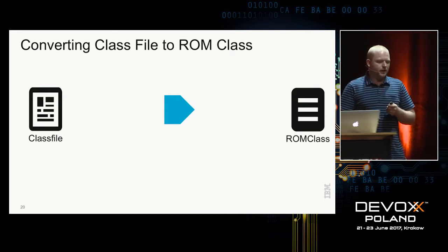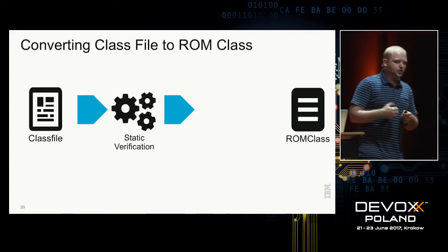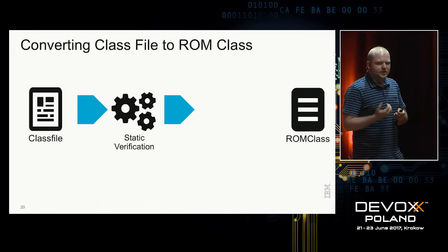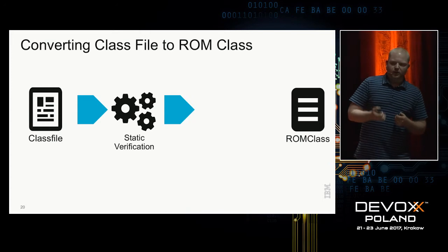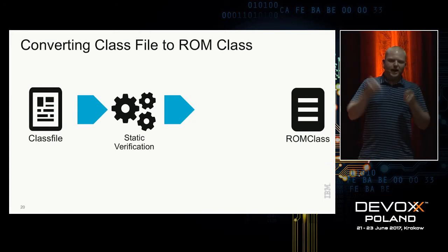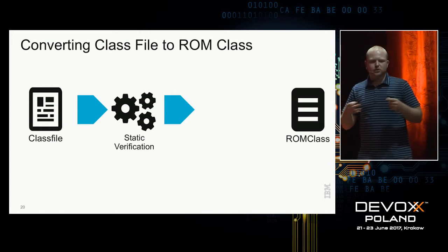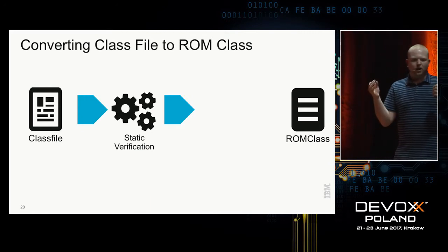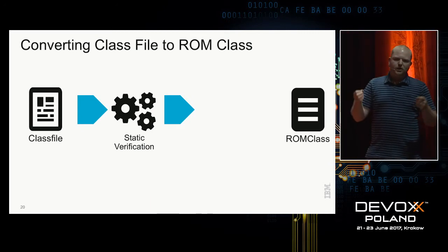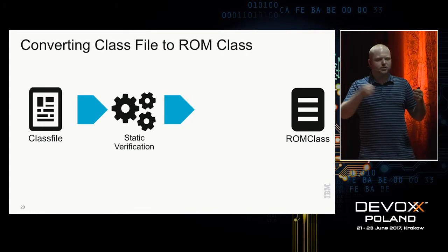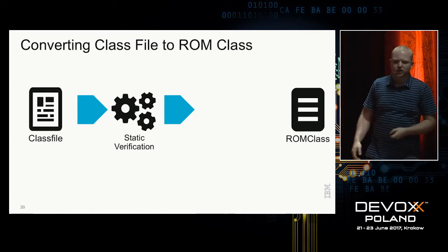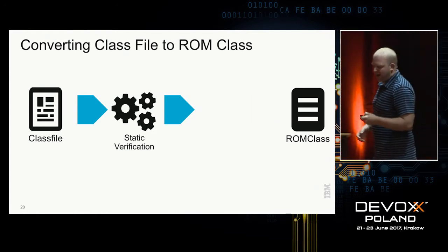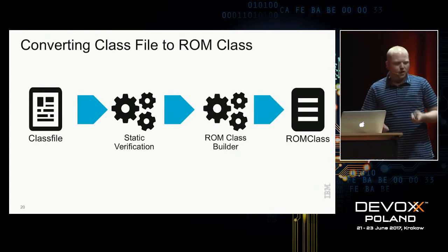And the first part of that process is to do the static verification. The static verification is basically making sure that the class file is correctly structured. So you take the attributes, the constant pool, the bytecodes, and you ensure that all of those are valid. For example, you take every constant pool index that is mentioned and make sure that it is within the range of the constant pool. And if we can do that, that means we can construct a ROM class.